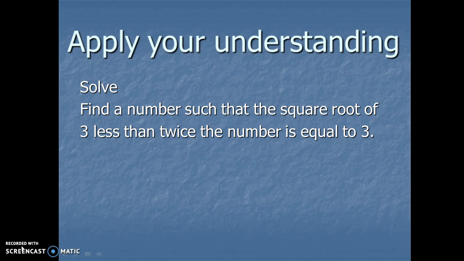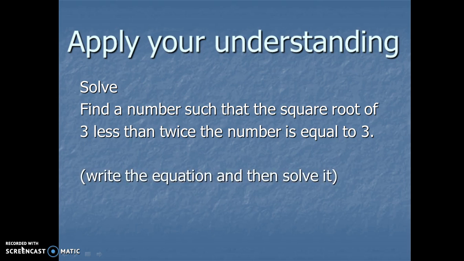How do you do 3 less than twice the number? Less than means to subtract. Twice the number means to multiply. Is in math means equals. So here's how we write the equation. 3 less than twice the number, and we're going to take the square root of all that and equal to 3.